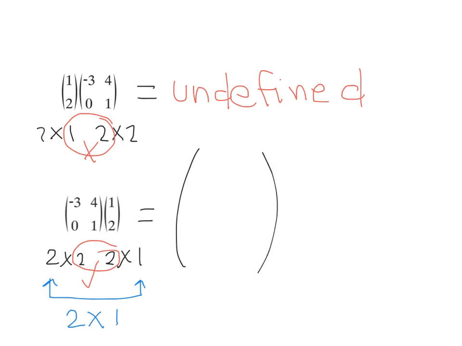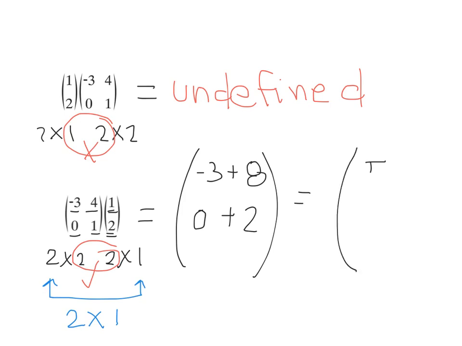So we'll go across and down. So across our first row, minus 3 times 1, plus 4 times 2, across and down. And then we use our second row and go across and down. So 0 times 1 is 0, plus 1 times 2 is 2. And our result looks like 5, 2, a 2 by 1 matrix.